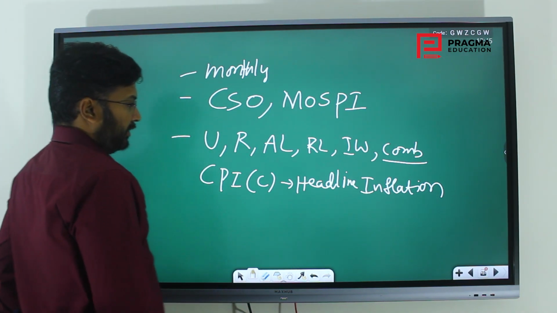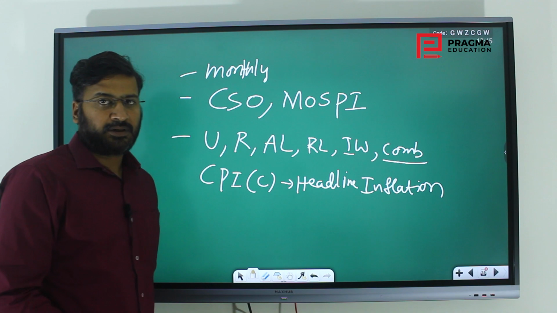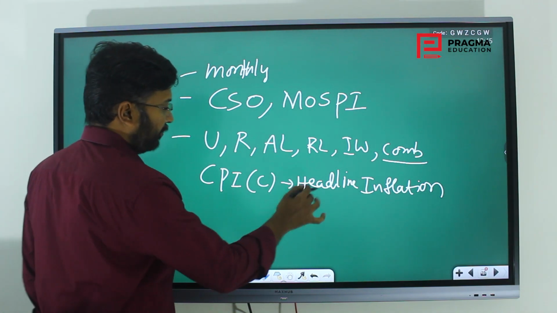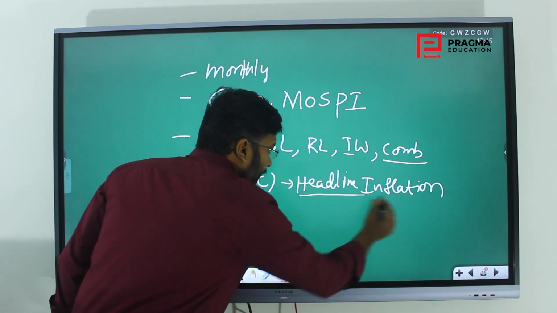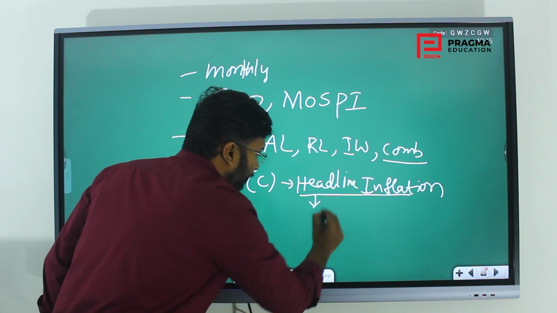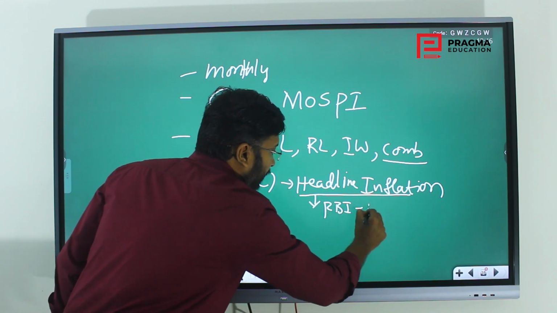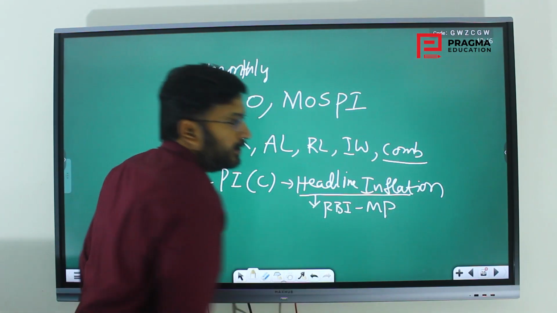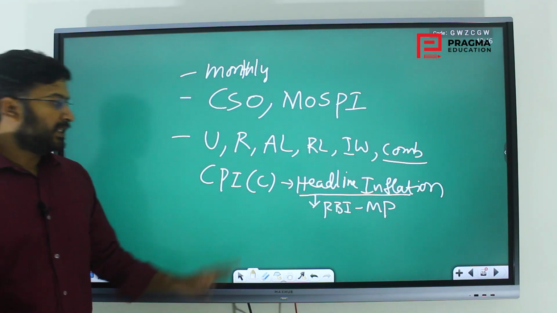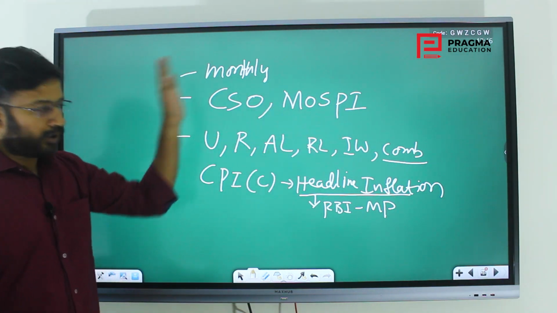Okay, so this is one type of inflation that we had not covered, but this will emerge here because this is called headline inflation. It is used as a benchmark by RBI for its monetary policy. So that is nothing but CPI combined. It means the total population.